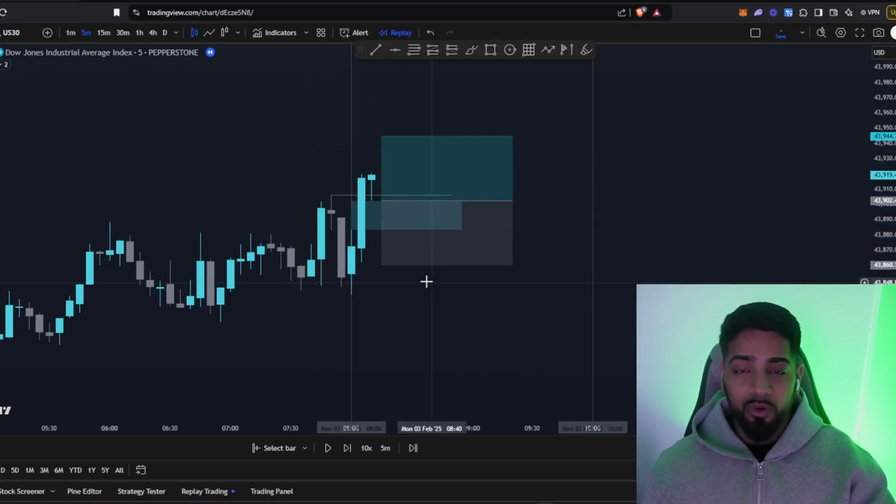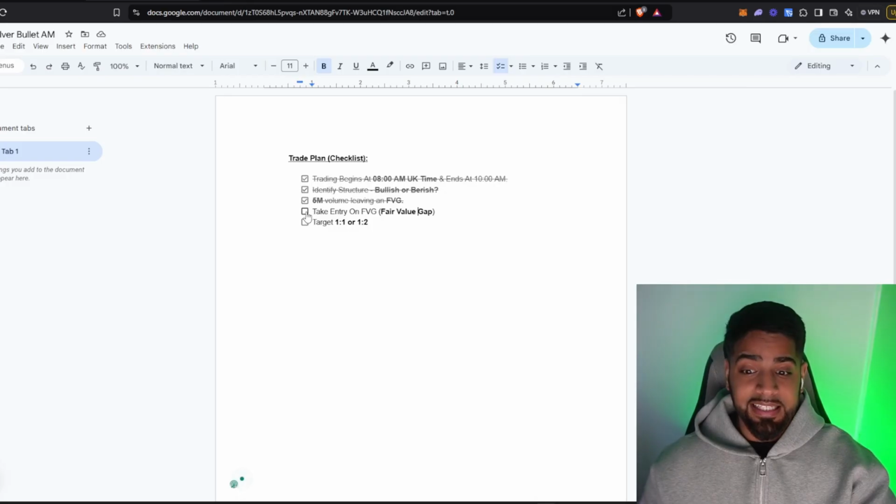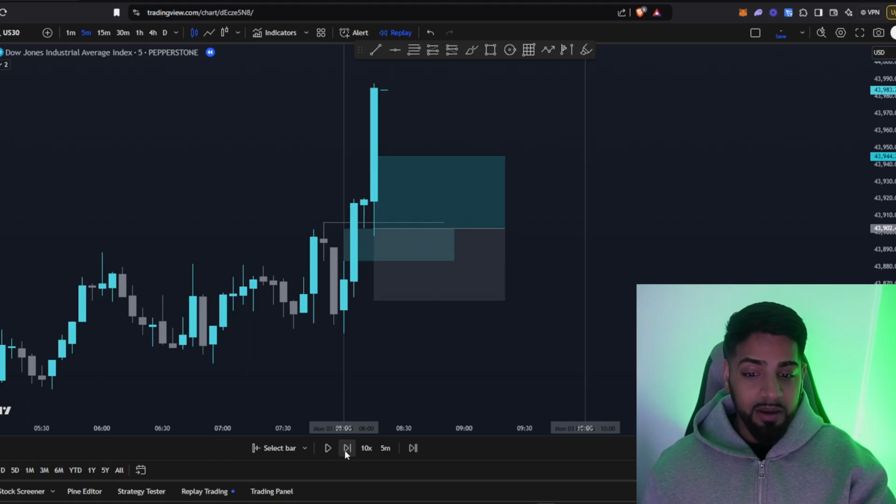So now that we've done all of that, we can go back to our checklist and tick everything off. As we can see, we take our entry on the fair value gap and we target either a 1-to-1, or if you're feeling devious, then a 1-to-2. So once we've ticked everything off, we now know that we've followed our trade plan. We've followed the checklist. We can simply wait for price to come back, tap us in, and go straight to our take profit.